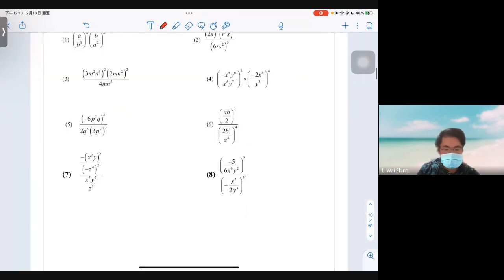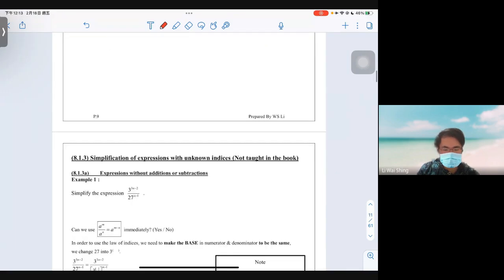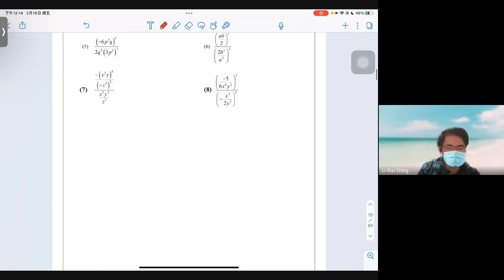All right, so here are some further practice. Okay, I will just skip it. Okay, so this is your work tonight. Okay, do your work tonight. Okay, so for the revision section, we have finished.